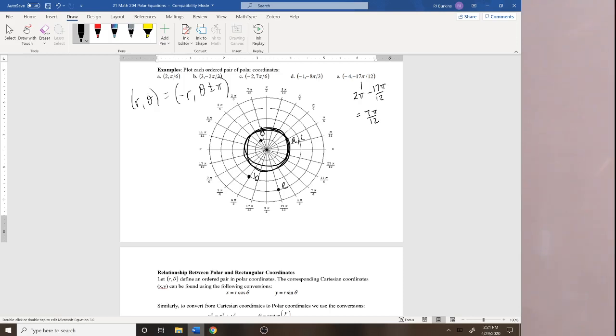So for C, we've got to find the angle 7 pi over 6. That occurs right here. So a positive radius of 2 would put us here, but it asks for a negative radius, so we have to go the other direction, which would then be 180 degrees from that, which is pi over 6. And that's the same dot as A then.